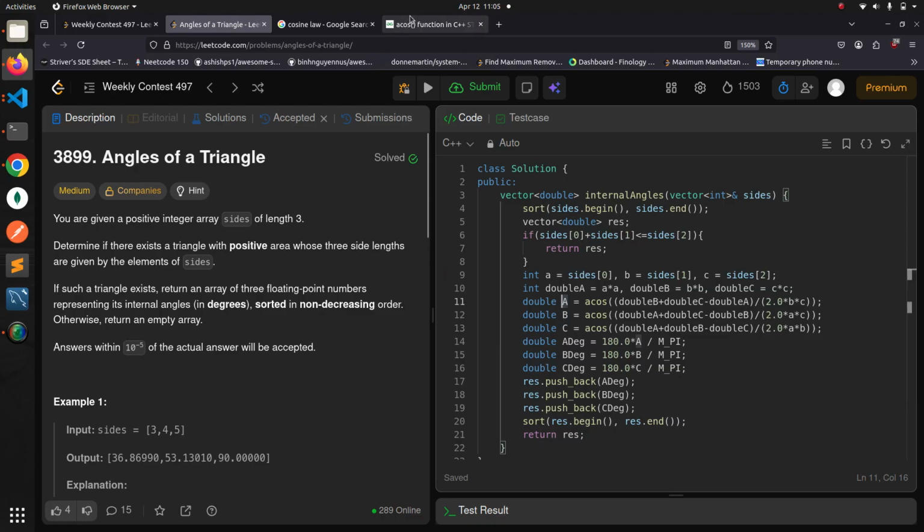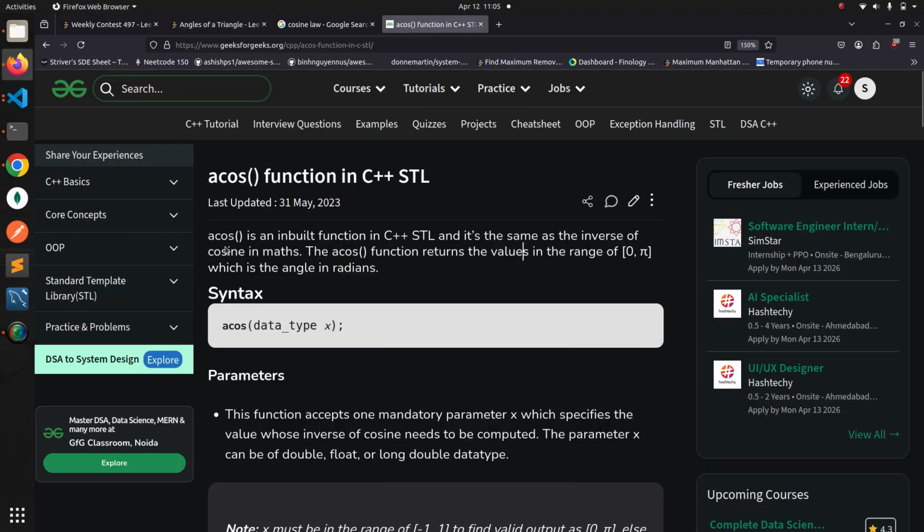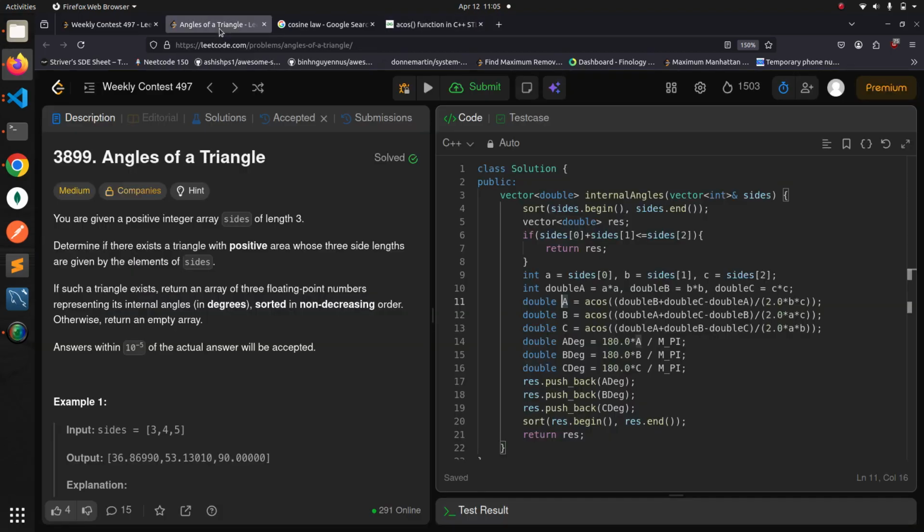But these angles will be in radians, because cos inverse returns the angle in radians, and we know that pi radians equals 180 degrees. So the angle A in degrees will be 180 times A in radians divided by pi. Pi is a constant in C++, which equals 3.14 and so on. So the A, B and C degrees will be 180 times the angle in radians divided by the pi value. We push these results into the result array and then sort it, because we need to return a sorted order, and then we can return the result.